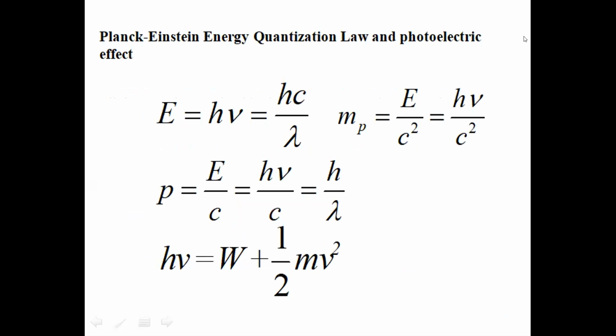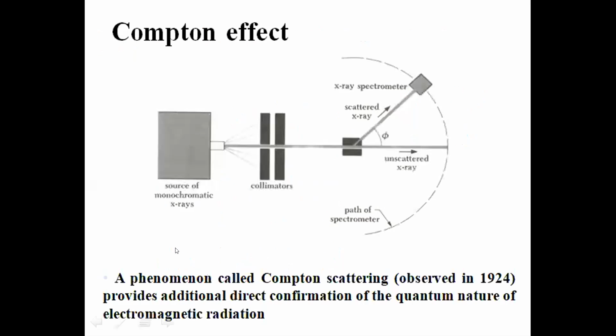Planck-Einstein energy quantization law and the photoelectric effect. As we know, E equals h nu and nu equals c by lambda. And we know E is equal to m c square. If I replace h nu by m c square, with the application of these two equations we can get h nu equals W plus half m v square. Here, W is the work function and half m v square represents the kinetic energy of the photoelectrons, and h nu is the incident energy of the radiation.